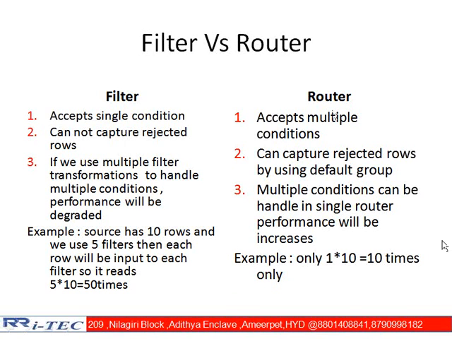Now, filter versus router. Filter accepts only a single condition; router accepts multiple conditions. Filter cannot capture rejected rows; router can capture rejected rows by using default groups.